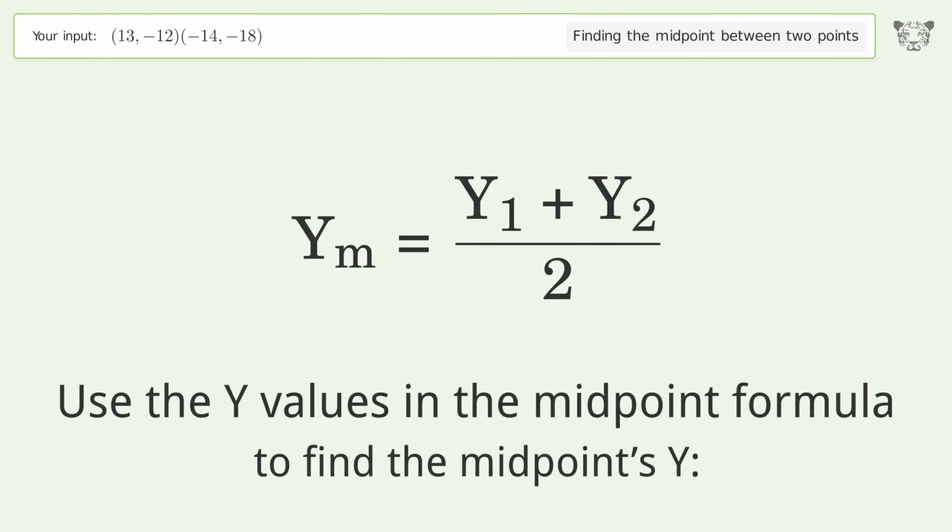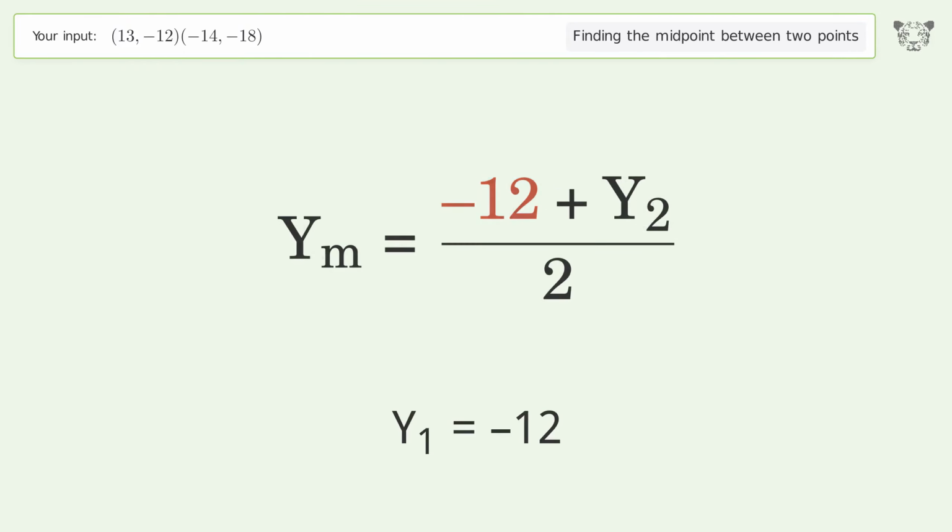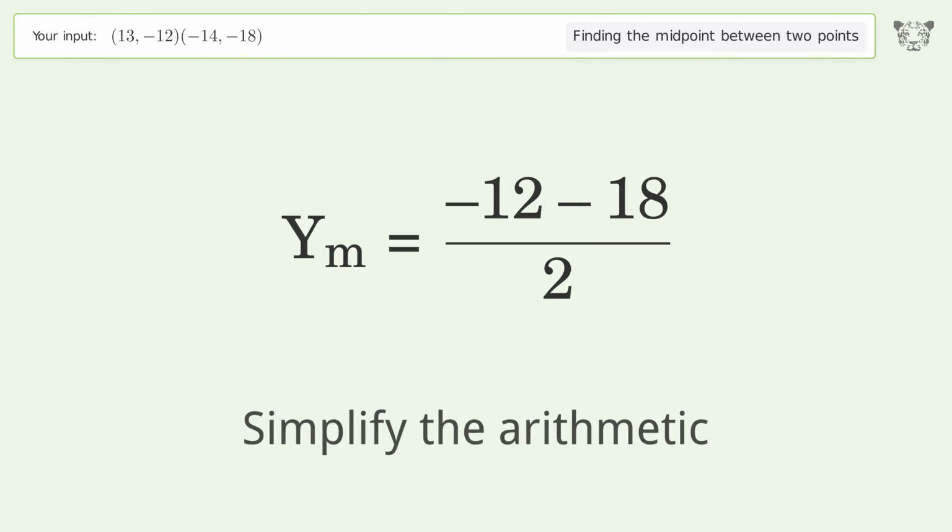Use the y values in the midpoint formula to find the midpoint's y. y1 equals negative 12. y2 equals negative 18. Simplify the arithmetic.